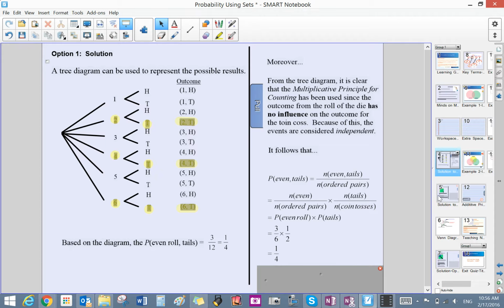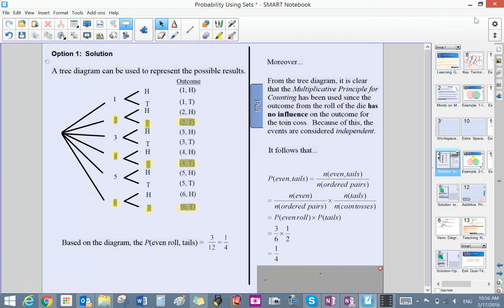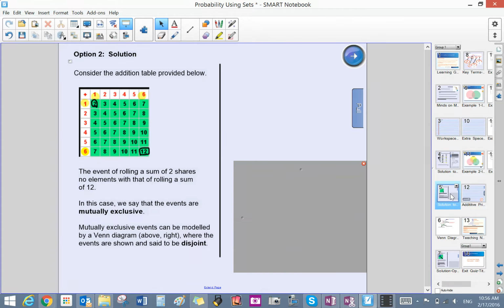Now let's contrast that against the second one, and you'll find that problems 2 and 3 are specifically different from the first one. That is the type of principle being used to solve it, or the type of event being modeled. So let's keep an eye out for that. Here is the next one.